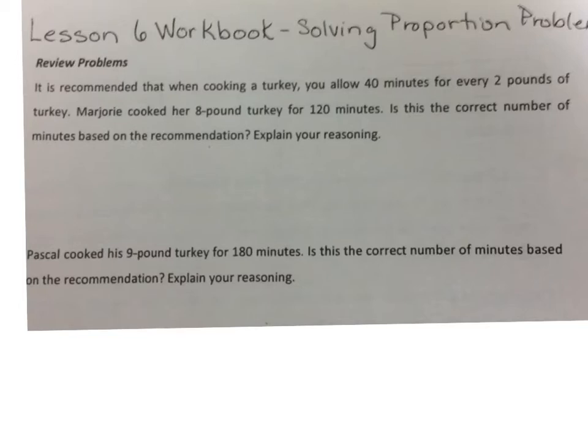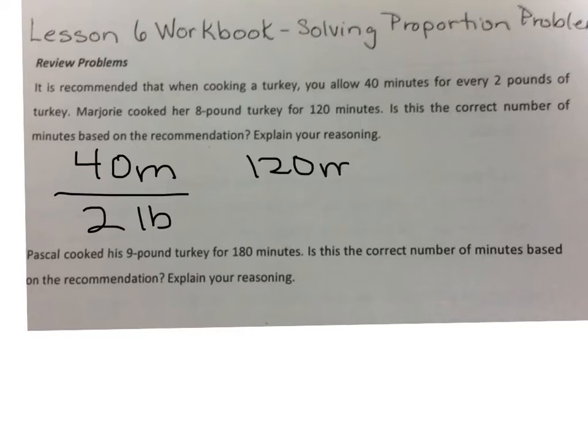Some kids will find the unit rate and then make the prediction. Some kids will just use the information they have. Like, for example, 40 minutes. We're supposed to take 40 minutes for 2 pounds. So they immediately write that down. And then they go over and they write, well, for 220 minutes, you cooked an 8-pound turkey. So then they just looked at, is this right?